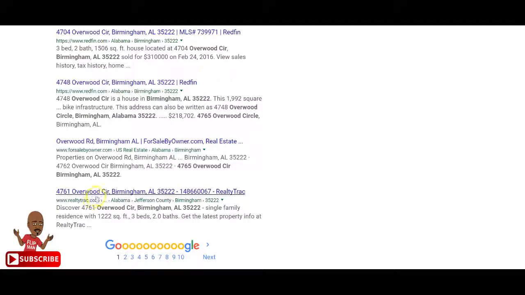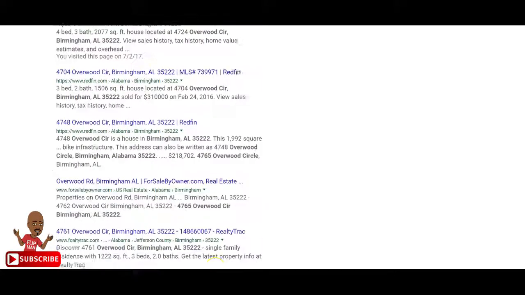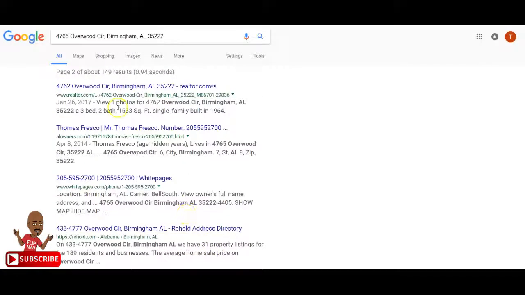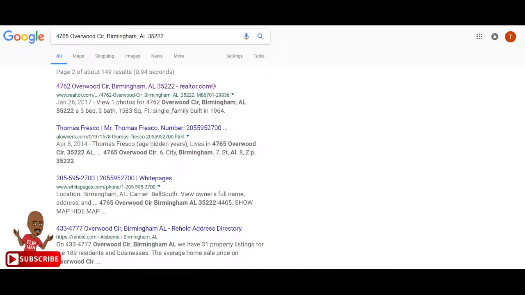RealTrack doesn't pull the actual address that we're targeting. It pulls another address, but that's fine because it's virtually next door. Now, let me see if Realtor is here also. Okay, and then Realtor does the same thing. It doesn't pull the actual address. It pulls the address across the street. Okay, but that's fine again.